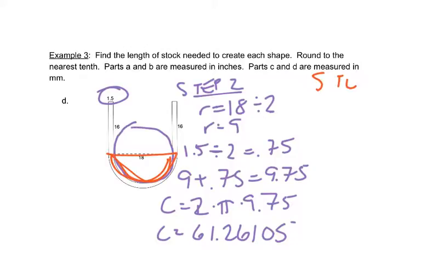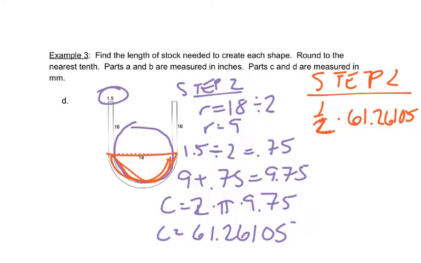Alright, now this is not a whole circle though, it's only this part of a circle, it's half a circle. So in step 2, we'll take 1/2 of that 61.26105, and that gives us 30.6305.